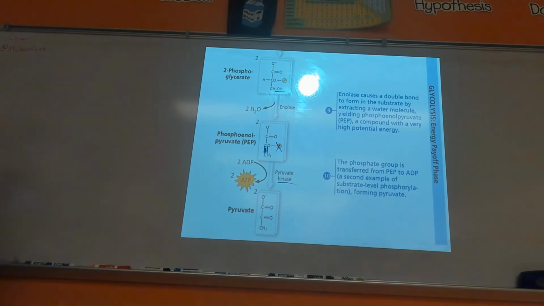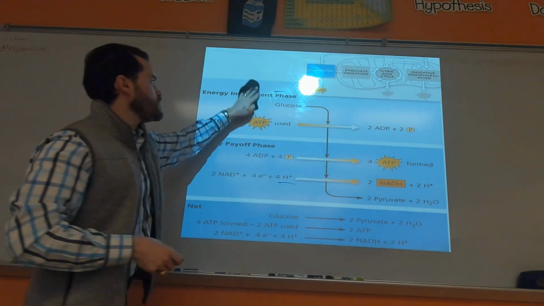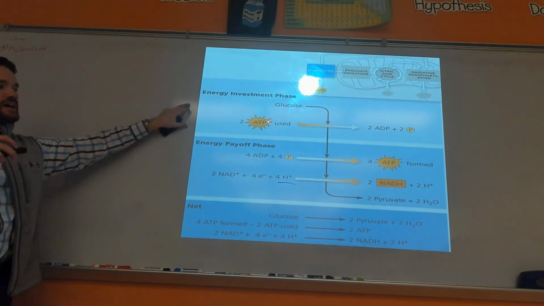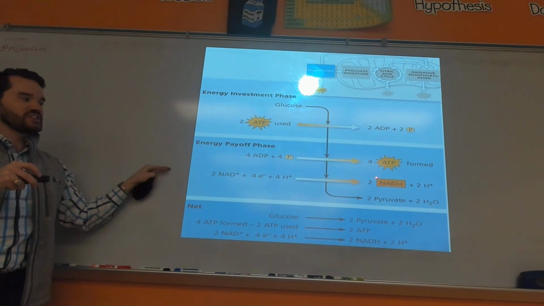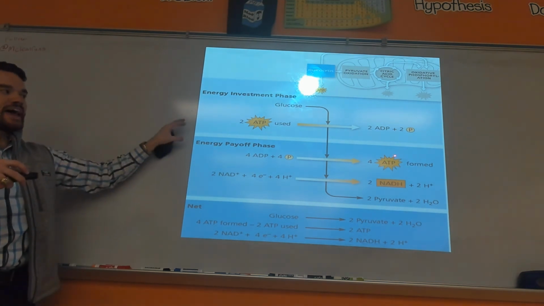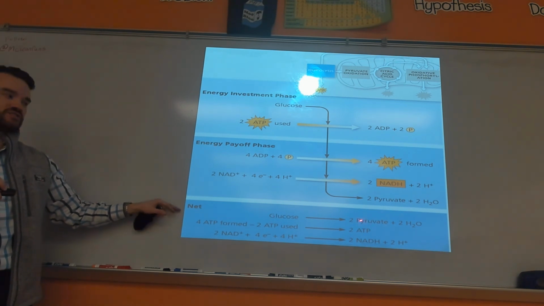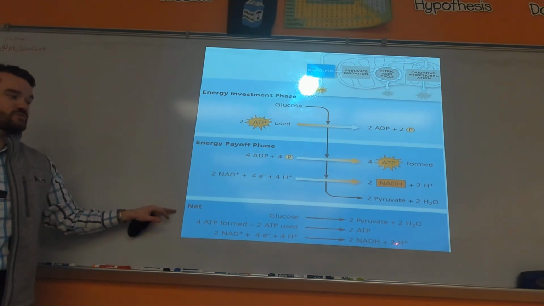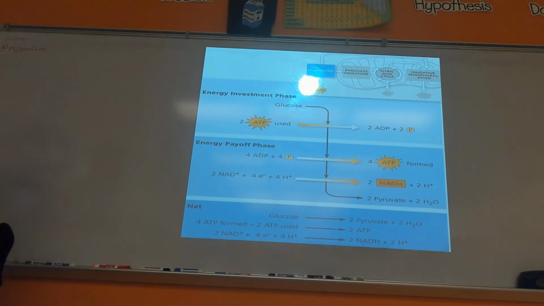Okay. All right, and here's that slide again. So here you invest 2 ATP. These were steps 1 through 5. You then can create 4 ATP, 2 NADHs. So you create 4, but you only net 2. So think of the 5 2s. 2 pyruvate, 2 H2Os, 2 ATP, 2 NADHs, 2 H pluses. All right. Questions here?